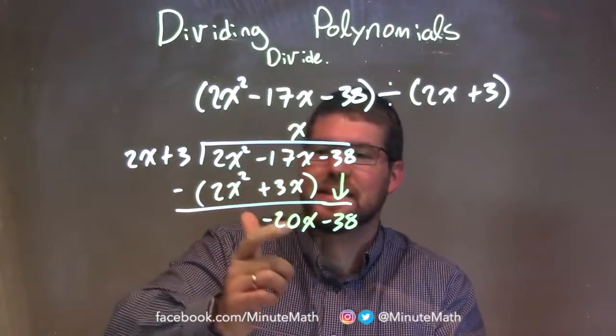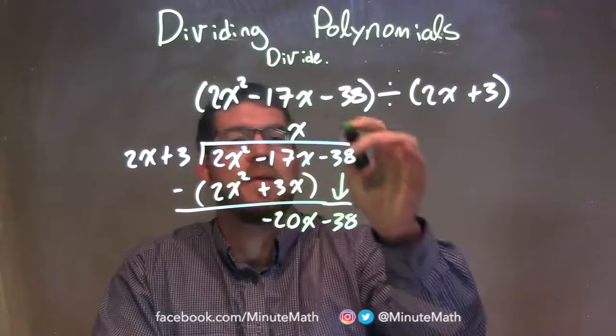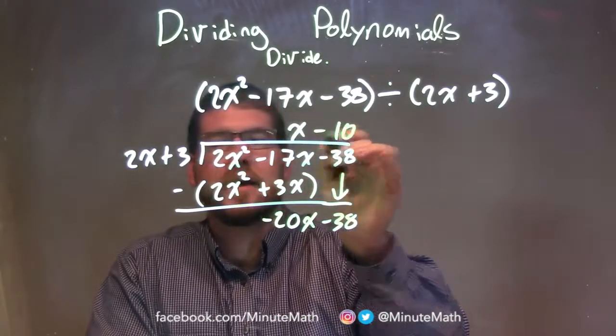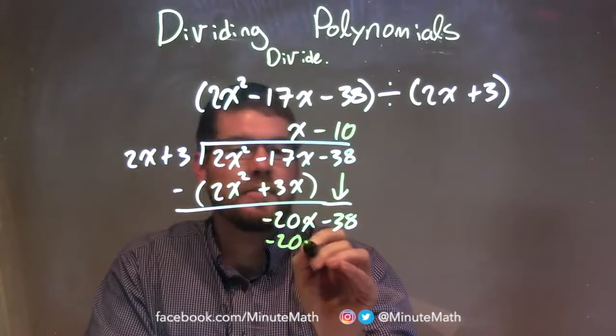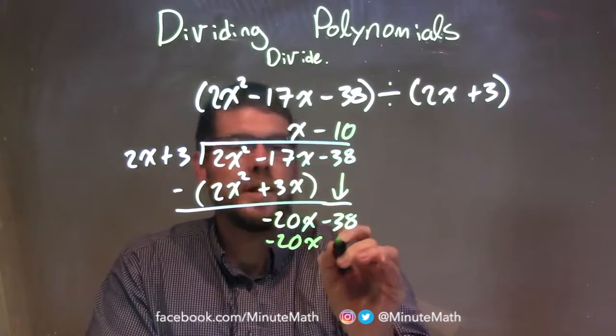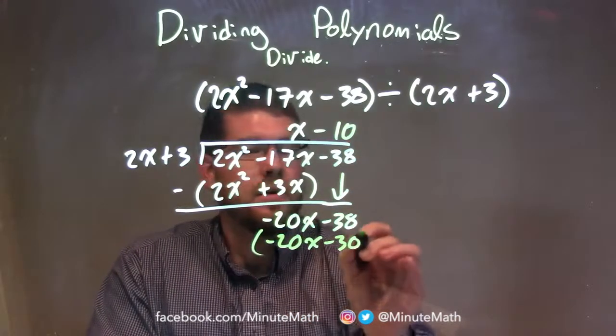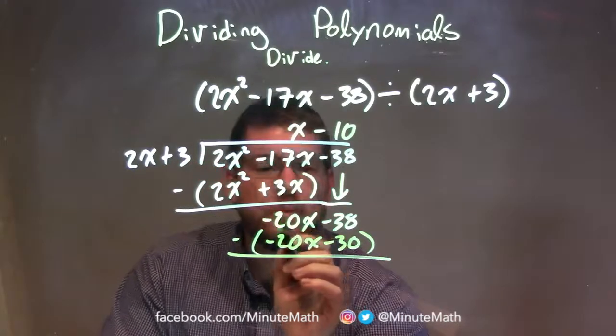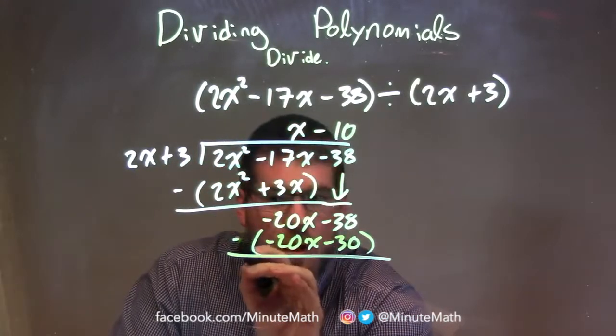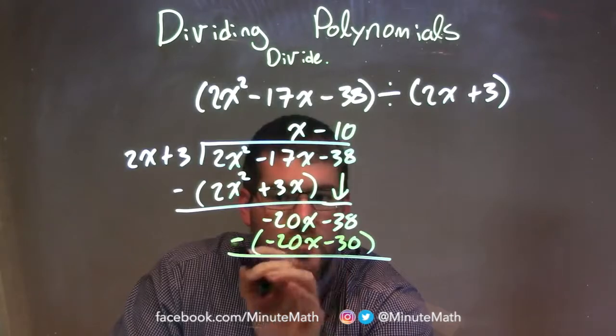What times 2x is a negative 20x? And this is negative 10. So negative 10 times 2x is a negative 20x. And negative 10 times 3 is a negative 30. Now I'm going to subtract them all. Make sure I put parentheses around it. I'm going to subtract the top part by the bottom part and distribute that minus sign.